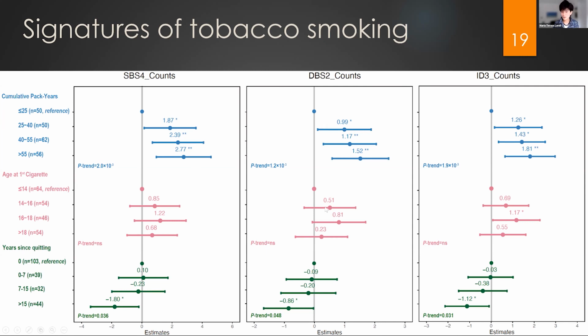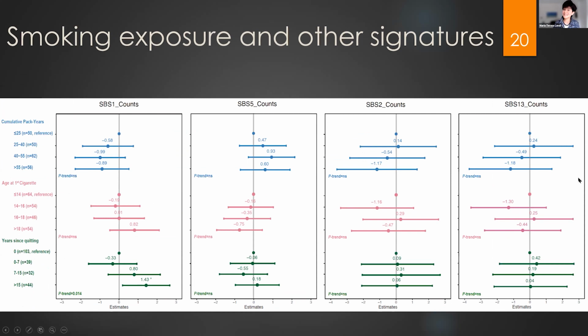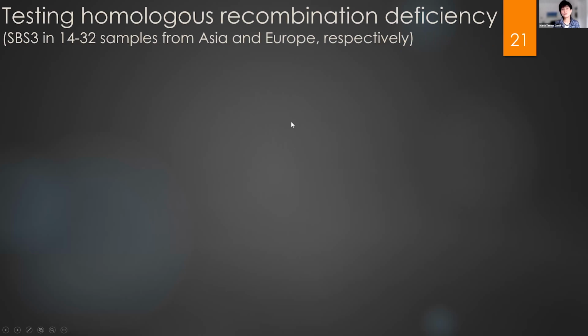But instead, there were no major effects, apparently, of the age at first cigarette in these samples. This was a very nice confirmation that this signature can capture the long-term exposures. And we didn't see similar patterns when we looked at a different type of signature, the clock-like or the ApoBac.